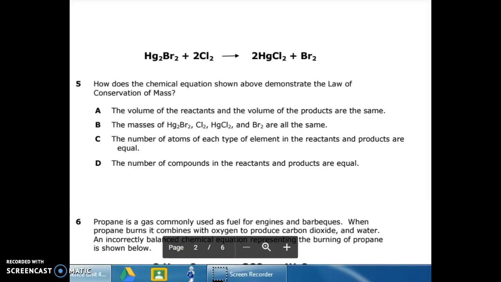A, the volume of the reactants and the volume of the products are the same. B, the masses of Hg2, Br2, Cl2, HgCl2, and Br2 are all the same. C, the number of atoms of each type of element in the reactants and the products are going to be equal. D, the number of compounds in the reactants and the products are equal.